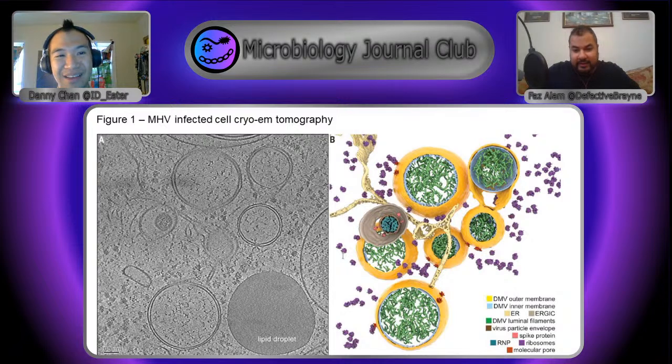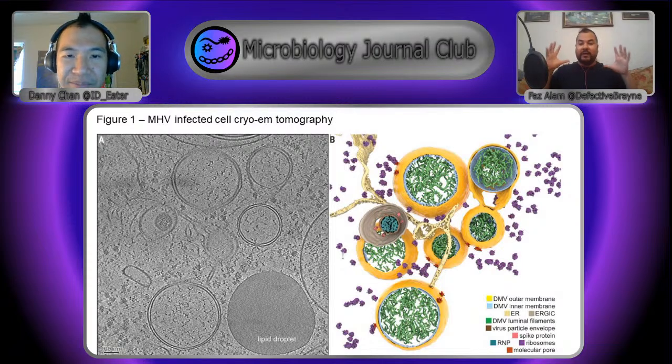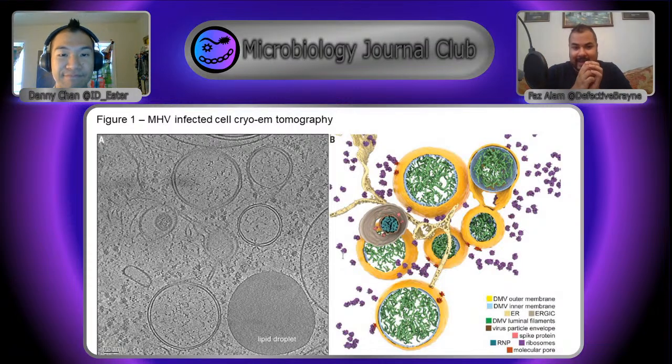They've got a cryo-EM tomography picture. I think that's what it's called. Let me check the figures. These are replication organelles that are created by coronaviruses when they infect cells. Normal cells don't create these, but virus-infected cells suddenly create these big blobs of double membrane organelles.